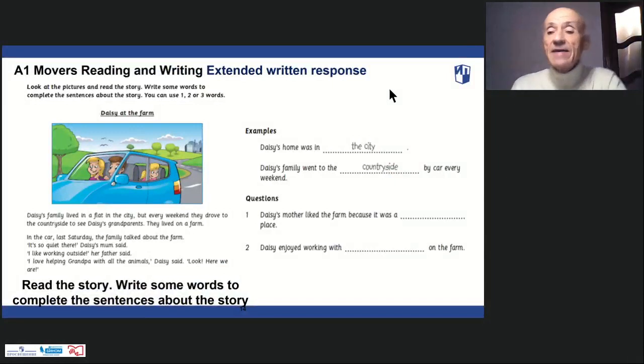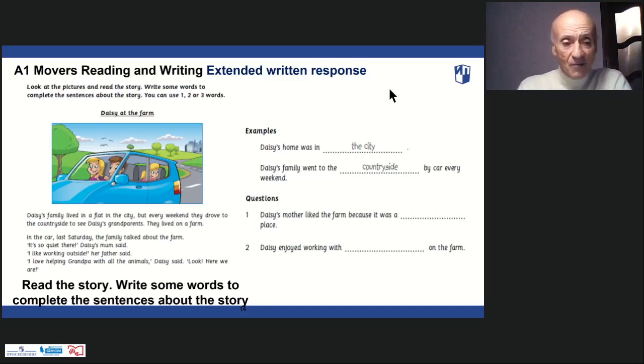Another one is very challenging, and this is the one I myself like most of all, and I think it's a task worth developing in our learners, whether we train them towards the exam or not. A1 Movers, reading and writing, extended written response. This is a written response a little bit longer than in the previous tasks. Look at the pictures and read the story. Write some words to complete the sentences about the story. You can use 1, 2, or 3 words.